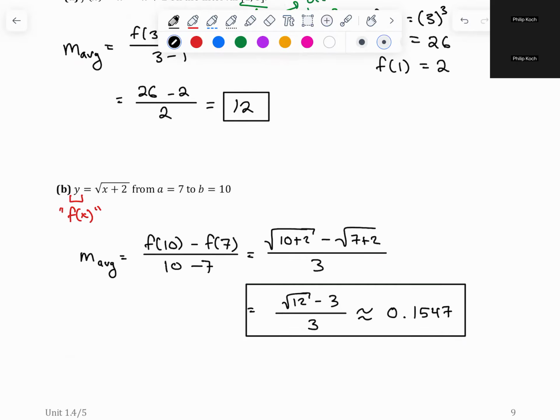Because 7 plus 2 is 9, so the square root of 9 is 3. 10 plus 2 is 12, and the square root of 12 is not a perfect square, so we have to leave it as is. I mean, you could write it as 2 square root 3 if you really wanted to reduce the radical, but that's unnecessary.